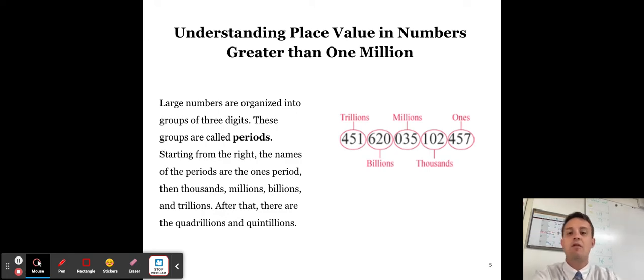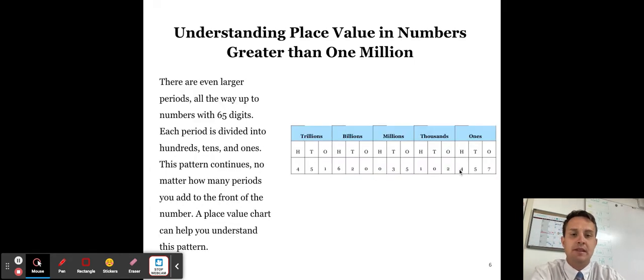Large numbers are organized into groups of 3. These groups are called periods. So starting from the right, the names of the periods are the ones period, thousands, millions, billions, trillions. And it keeps going after that. There's quadrillions, quintillions, and there's like up to 65 different periods. And this makes it really easy to read. It's the same pattern all the way up.